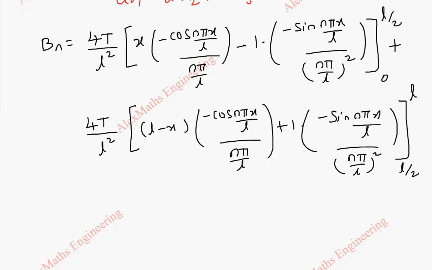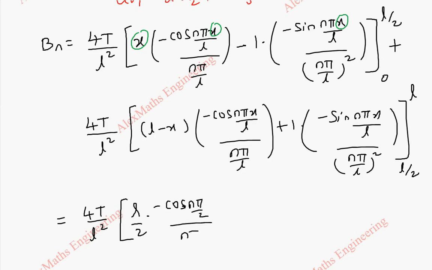Now applying the upper limit, wherever x is there I have to substitute L by 2. When I substitute L by 2, outside 4t by L square is kept, and this will be L by 2 into minus cos, when I put L by 2, L gets cancelled, we have only n pi by 2 by n pi by L, and we can cancel this and make this as plus, and now this is sine n pi by 2, after placing L by 2, L gets cancelled, by n pi by L whole square. When I use the lower limit, because of this x it is 0, because of the sine it is 0, because sine 0 is 0, so for the lower limit all the values are 0.